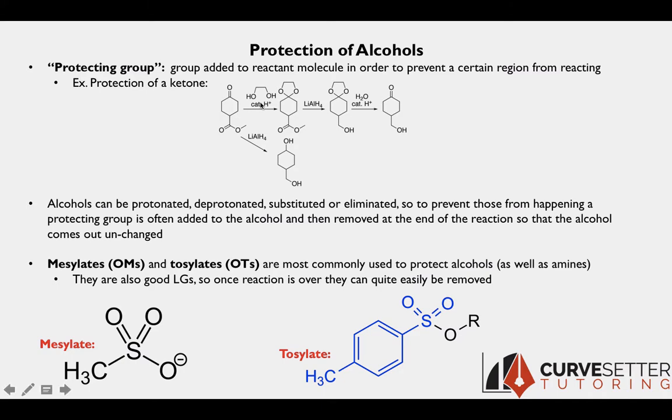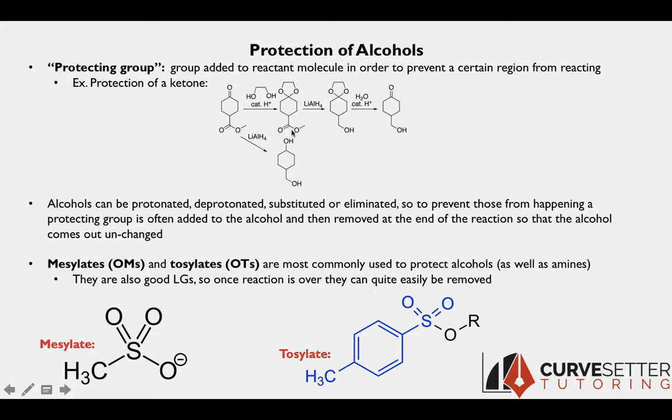So let's talk about protection of alcohols. Well, in general, not just for alcohols, but we often want to protect our functional groups from reacting. And you do that by adding a protecting group. So a protecting group in general is a group that's added to a reactant molecule through a covalent linkage in order to protect a certain region of that reactant molecule from reacting.